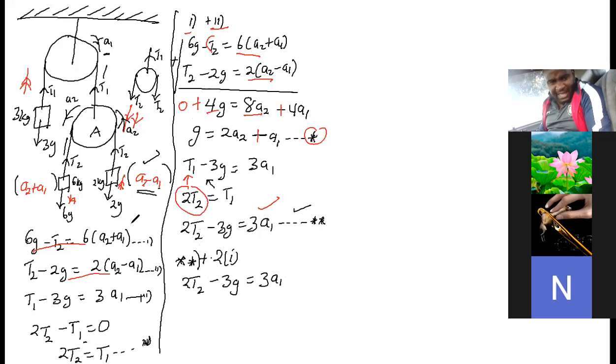Then I come and multiply the whole of Roman 1 by 2. Can we multiply? What do we get? 12g minus 2T2 is equal to 12 brackets A2 plus A1. Guys, can you see that?